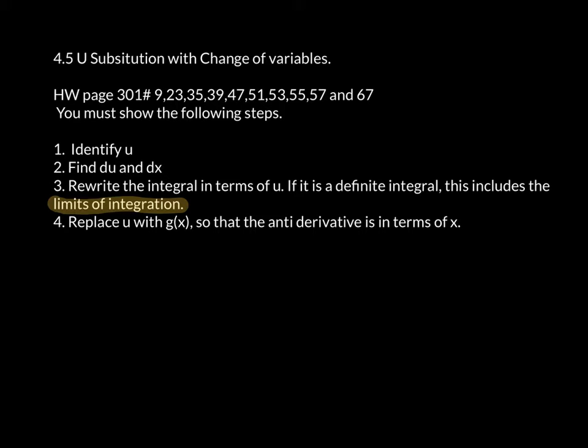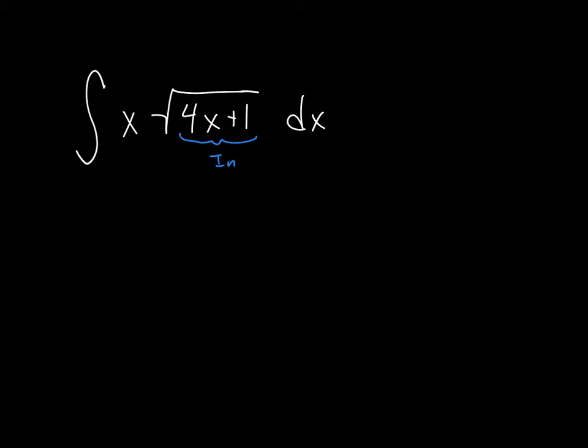All right, so the first one we're going to go ahead and look at is this. It's the integral of x times the square root of 4x plus 1 dx. The inside portion underneath our square root is what we're going to go ahead and start with. And that tells me that u is equal to 4x plus 1.